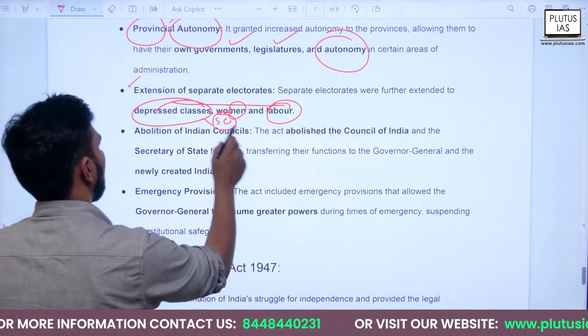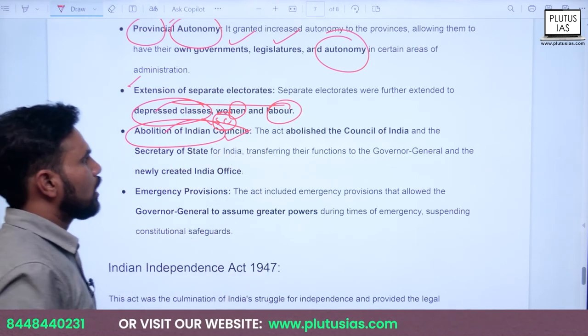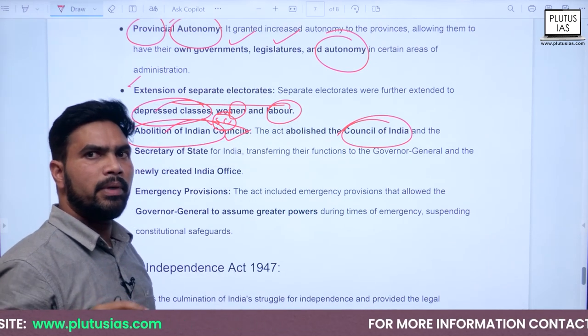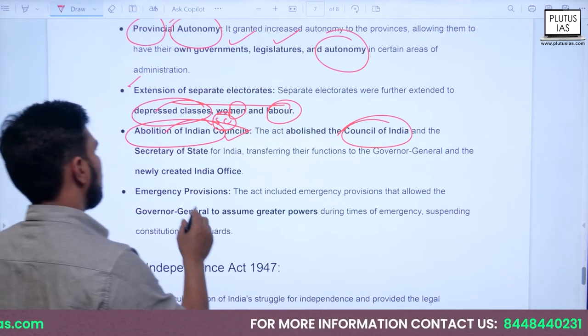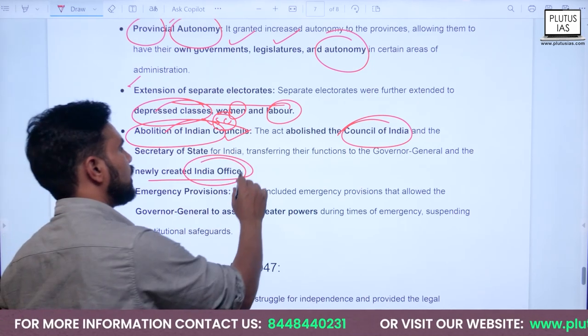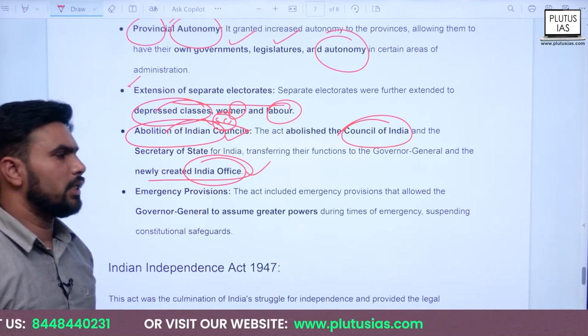Right. Another important thing that has taken place is the abolition of the Indian councils. The Council of India, which was assisting Indian administration from Britain, has been abolished. And a new India Office to oversee the affairs of India has been created.